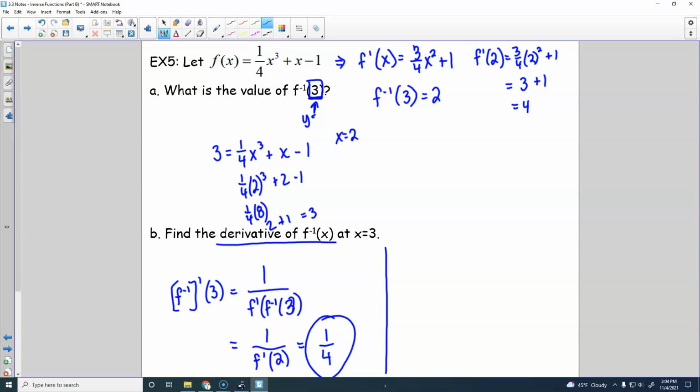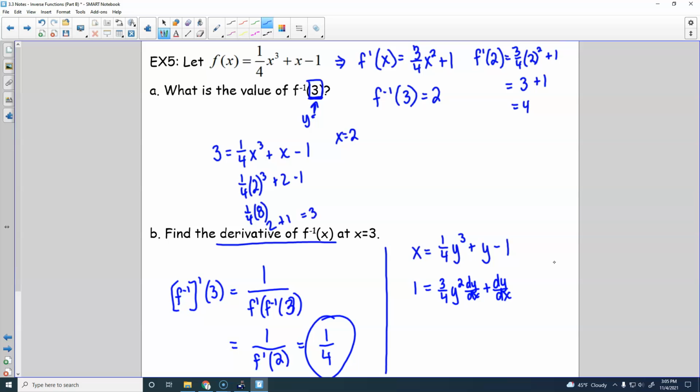Whenever I want to find an inverse, I switch my x and y's, right? So if I do this, if I do x equals 1/4 y cubed plus y minus 1, this is now my inverse function because I switched my x and y's. Can I take the derivative of that? I can use implicit differentiation. I'll have 1 right here. I'll have 3/4 y squared dy/dx plus dy/dx minus 0 there.